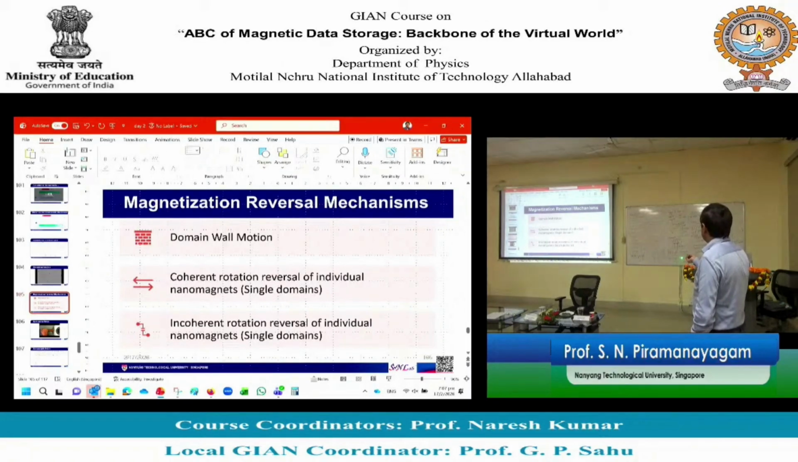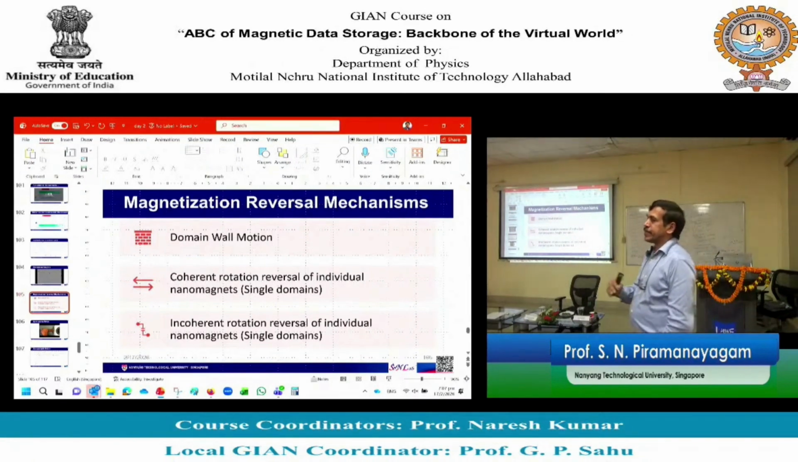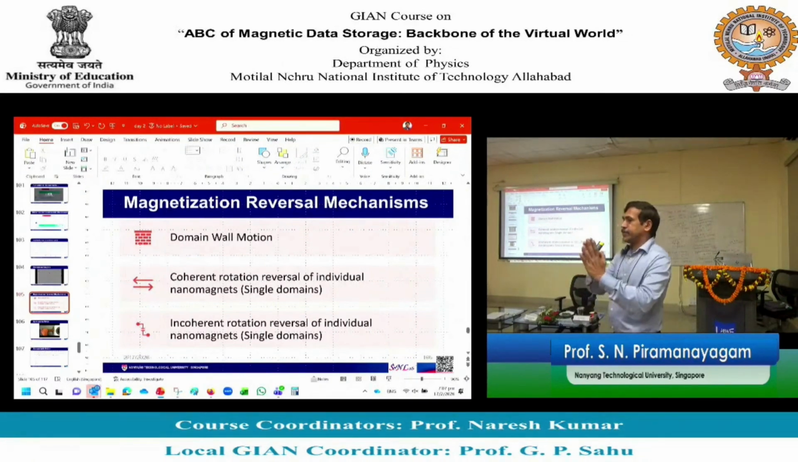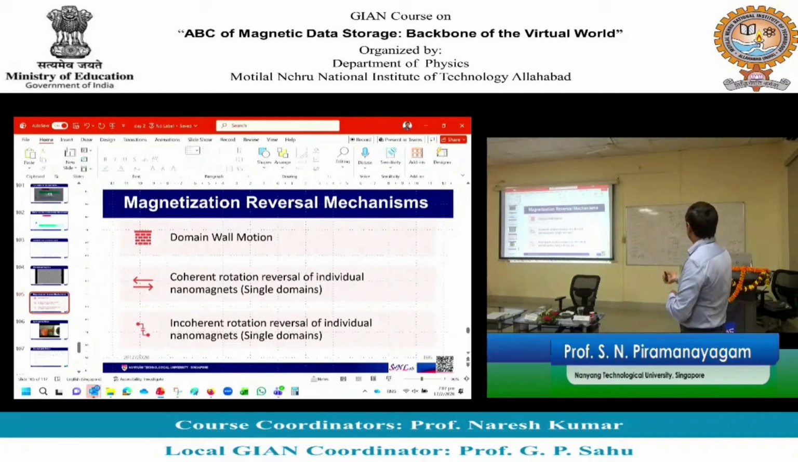The second example is if you place a ferromagnetic layer with an antiferromagnetic layer, you can shift the hysteresis loop along one direction. So, that is another type of anisotropy.